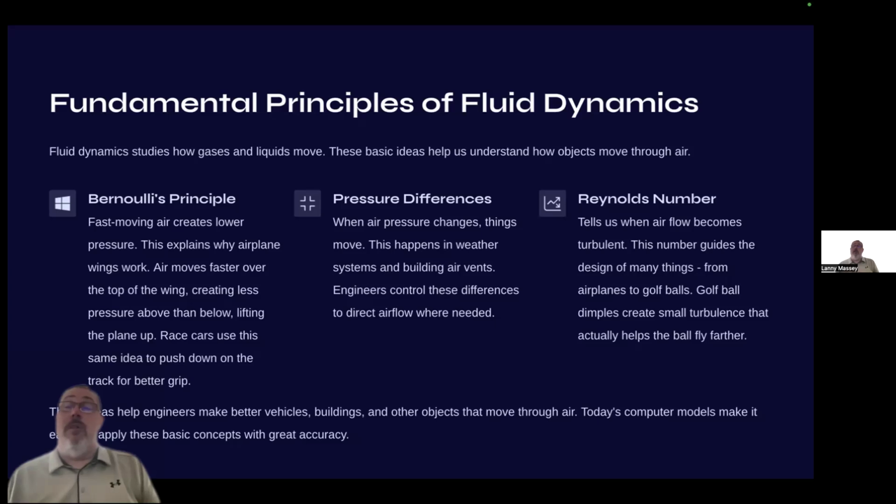Finally, there's also what is called the Reynolds number. You're not going to need to know a lot about that, but I just thought it would be something neat for you guys to hear about a little bit. And that tells us when airflow becomes turbulent. And turbulence can cause some serious issues with, in particular, race cars.